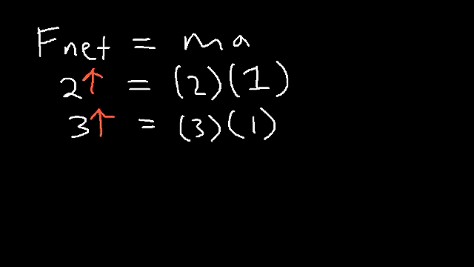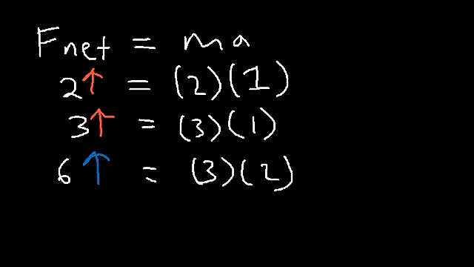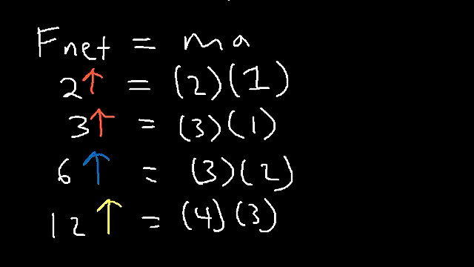Now what if we double the acceleration and triple the mass? What effect will it have on the force? So if you triple the mass and double the acceleration, 3 times 2 is 6, the force will increase by a factor of 6. If you quadruple the mass, triple the acceleration, the force will increase by a factor of 12. So Newton's second law basically states that the net force is equal to the mass times the acceleration.